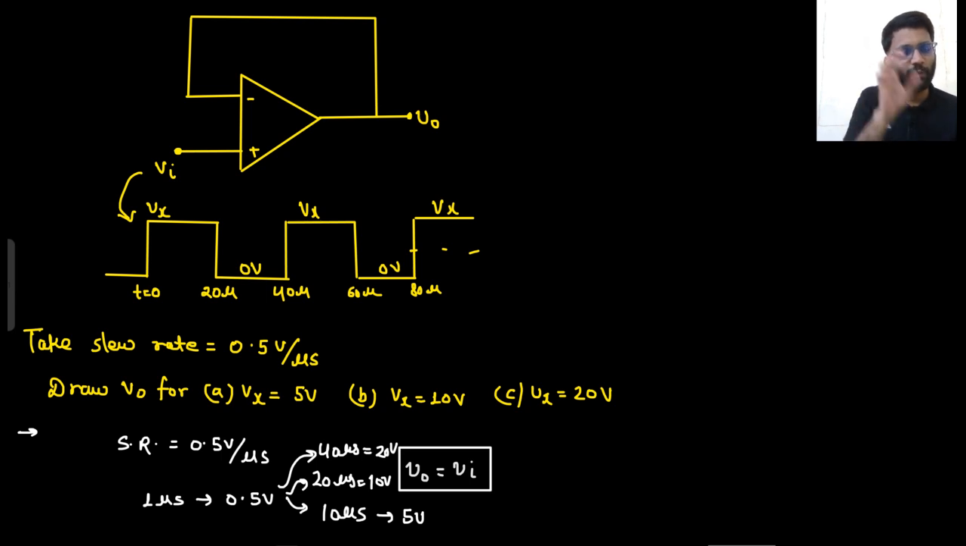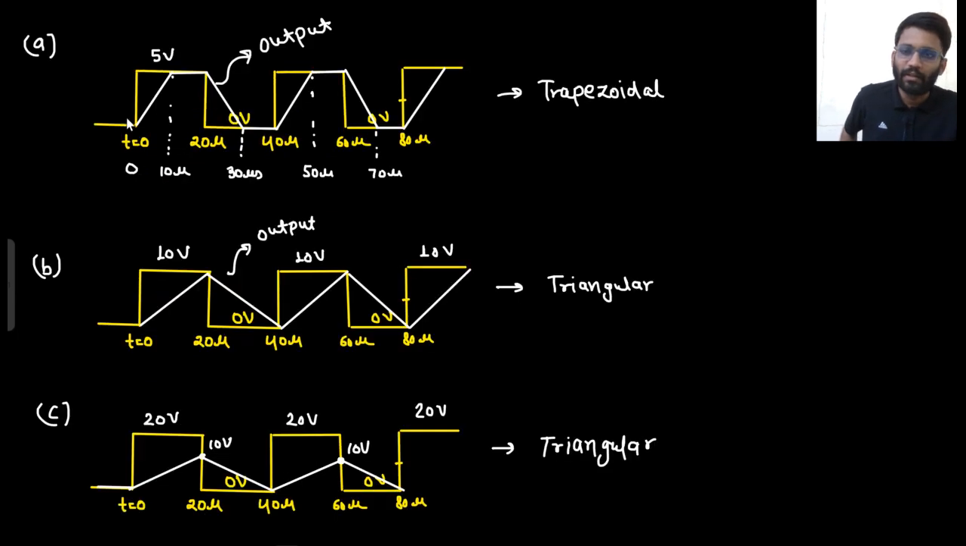So you are going from 0 to 5 volt. Output is simply following the input. So output is going from 0 to 5 volt, but it will take 10 microsecond to reach. So 0 to 5 volt, 10 microsecond. Then it will remain there. Then input is saying that I am going from 5 volt to 0. So output will also say that I will go from 5 volt to 0, but it will take me 10 microsecond. Then it will remain there. Now again input is saying that I am going from 0 to 5 volt. Output will also go 0 to 5 volt, but it will take me 10 microsecond. Then it will remain there. Then 0 and remain there. Trapezoidal shape you get.